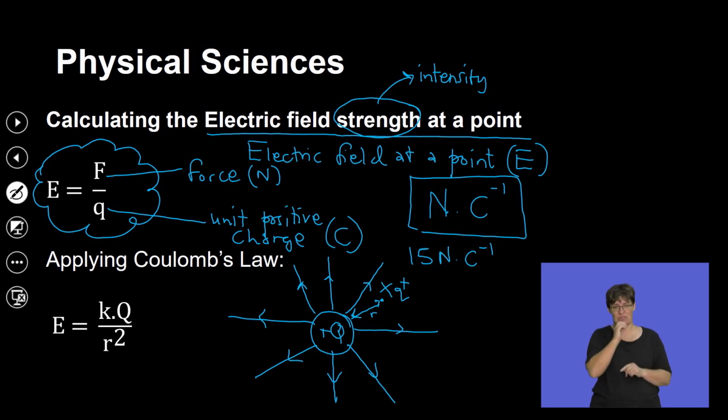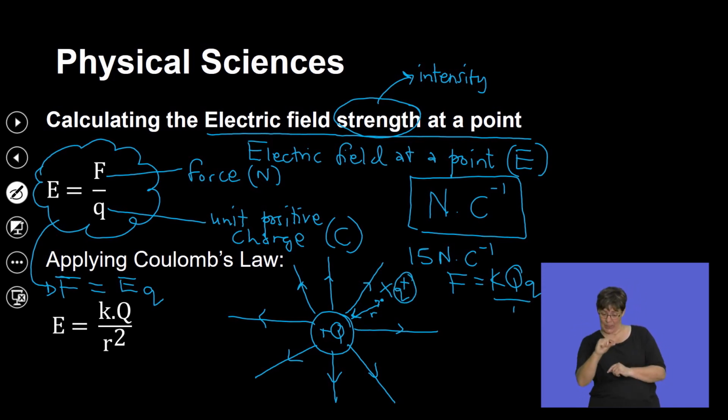From the definition, electric field at a point is force per unit coulomb. If we make the force the subject, we get F equals E multiplied by Q. We just rearrange it. And according to Coulomb's law, the force is equal to K, the charge that created the field, the positive charge placed in the field, divided by the square of the distance between them.